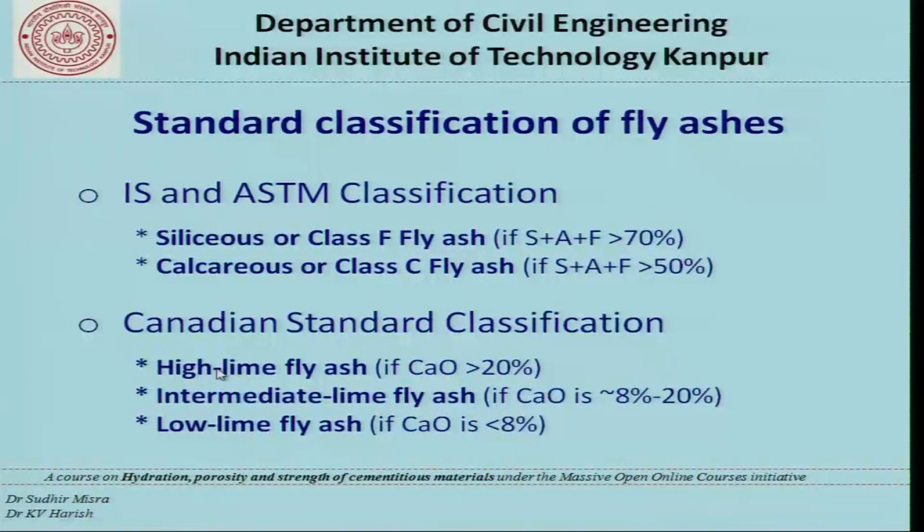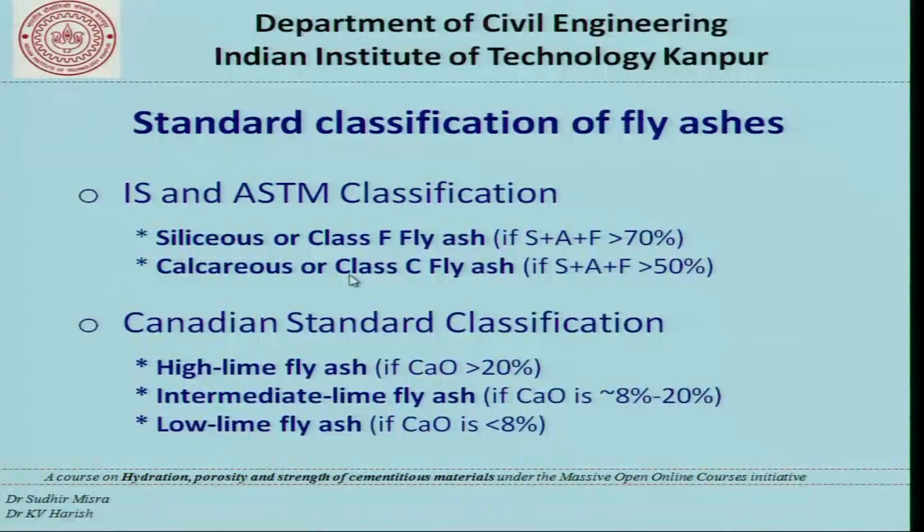Remember carefully that this lime is a very carefully used word. This has nothing to do with the normal lime that we have, except for the fact that the formula of lime is calcium oxide. So, the high lime level primarily comes if the calcium oxide content is greater than 20%, and the intermediate level comes when the calcium oxide content is between 8% to 20%, and a low lime fly ash is generally called if the calcium oxide content is lower than 8%.